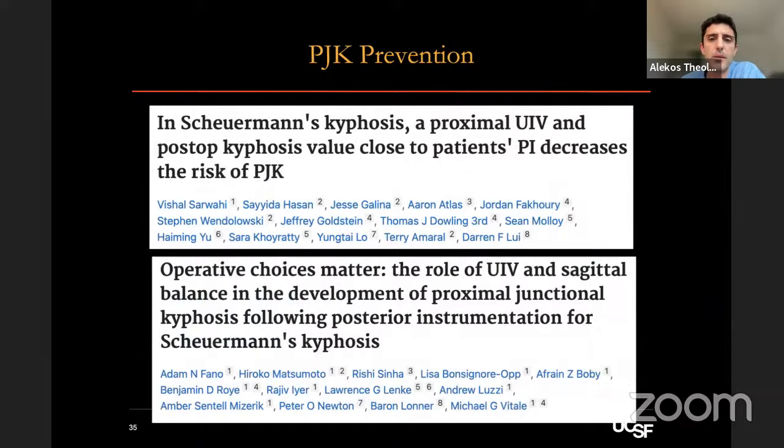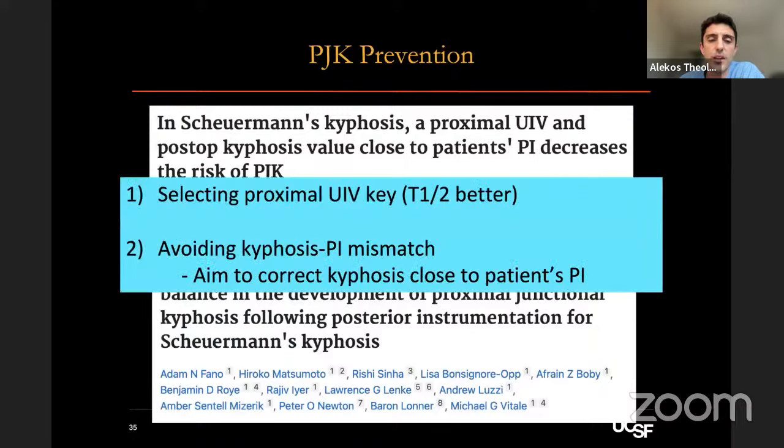PJK prevention. There are many studies that have looked at this. These are two nice ones that really demonstrate that the selection of the proximal UIV is key. T1 and T2, I think, are a better place to stop. And then getting at the sagittal realignment and restoring a patient's shape per Roussouly, I think, is also paramount to this. Avoiding a kyphosis pelvic incidence mismatch, aiming to correct kyphosis close to the patient's pelvic incidence is what one study recommended.